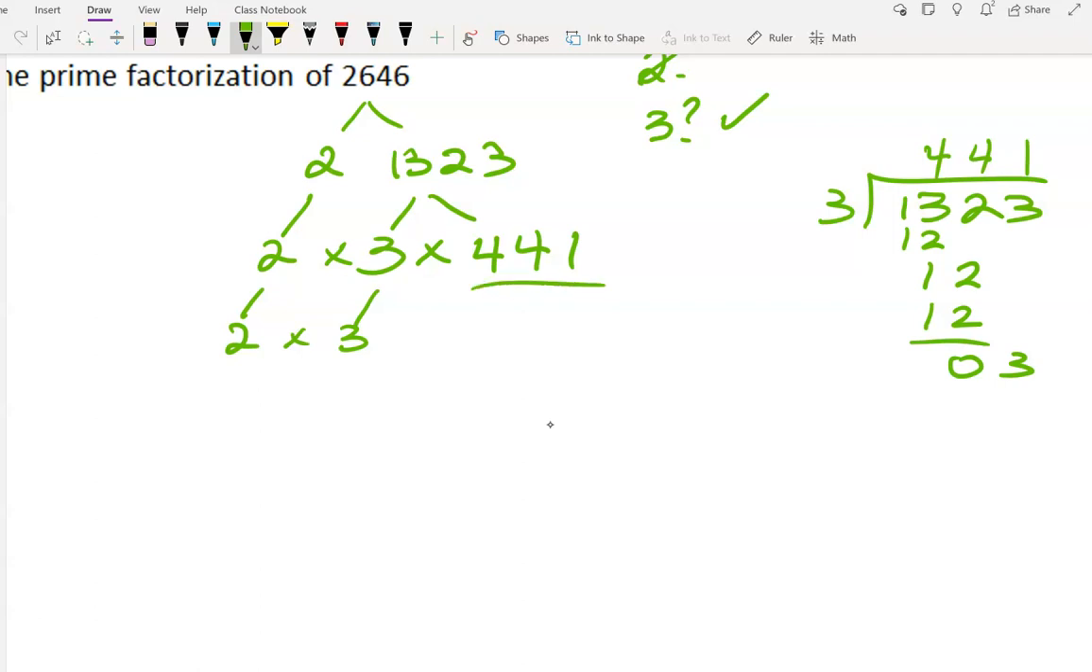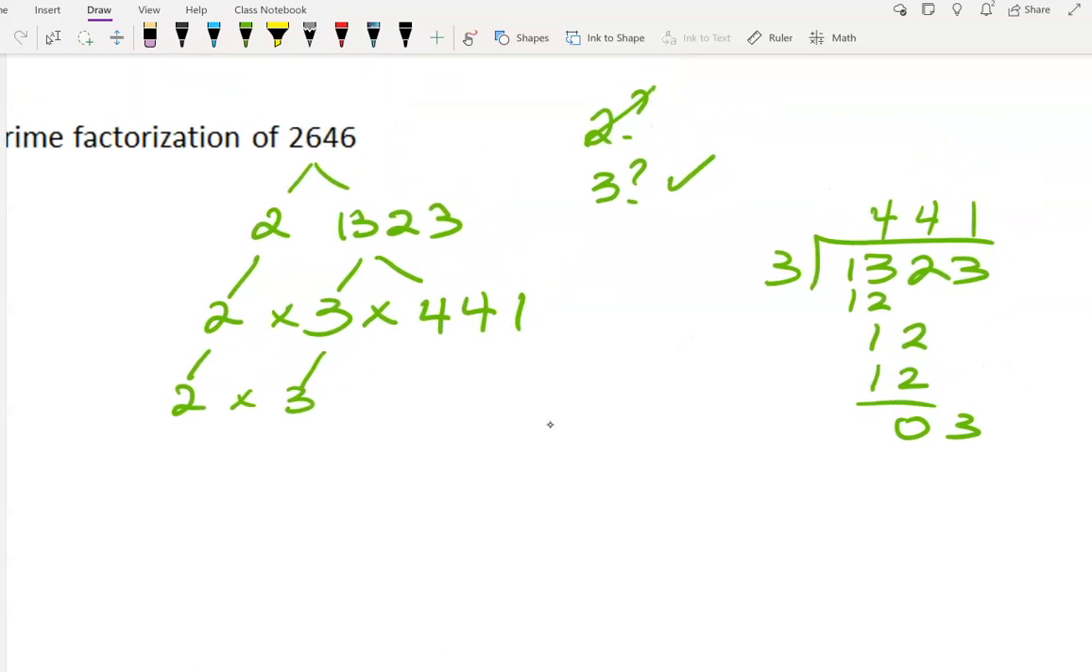So the question now is, is 441 prime? Interesting. Let's go through the numbers again. Is it divisible by 2? No, it's not. Is it divisible by 3? 4 plus 4 plus 1 is 9, so yes, it's divisible by 3. Okay, and 3 will go into there 147 times. Okay, continue.